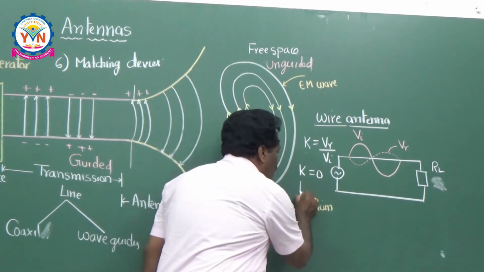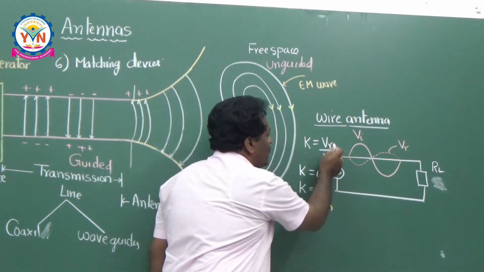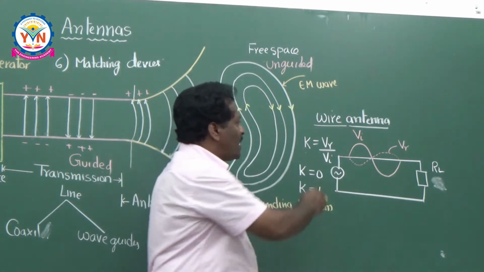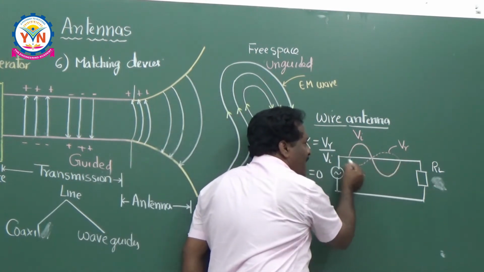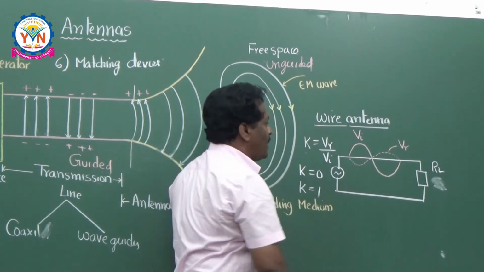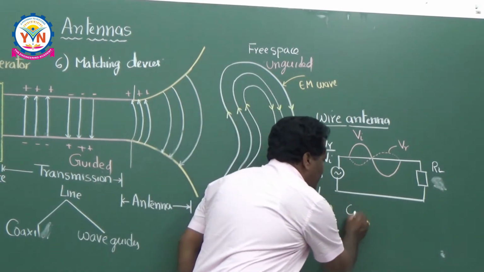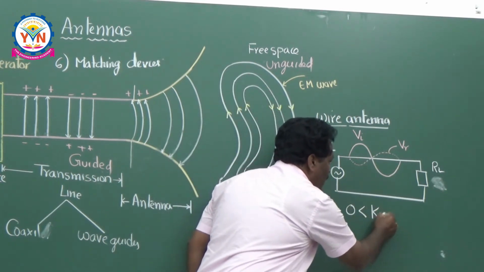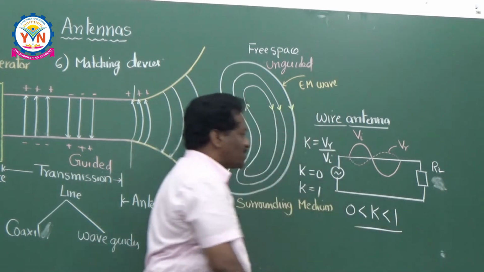Suppose K is equal to 1, I can say that VR is equal to VI. That means whatever I am sending, I am getting back. That is K is equal to 1. But practically, I can say K will be in between 0 and 1. This is the reflection coefficient.